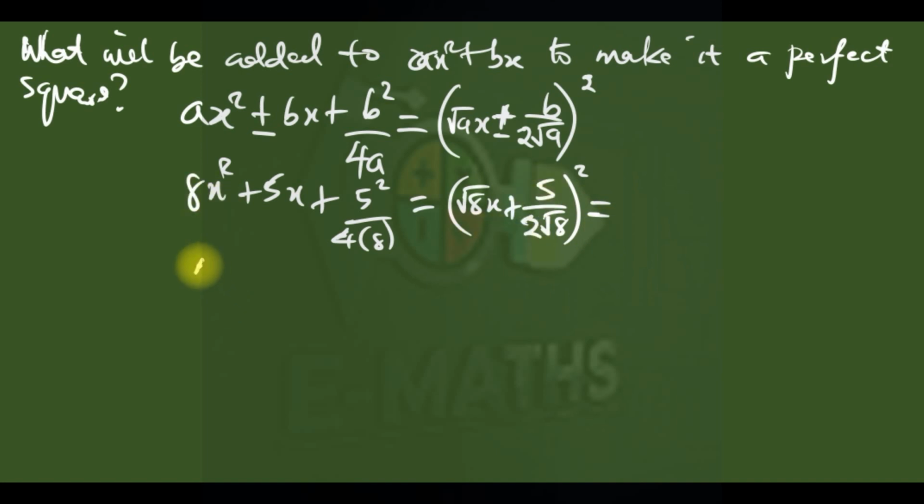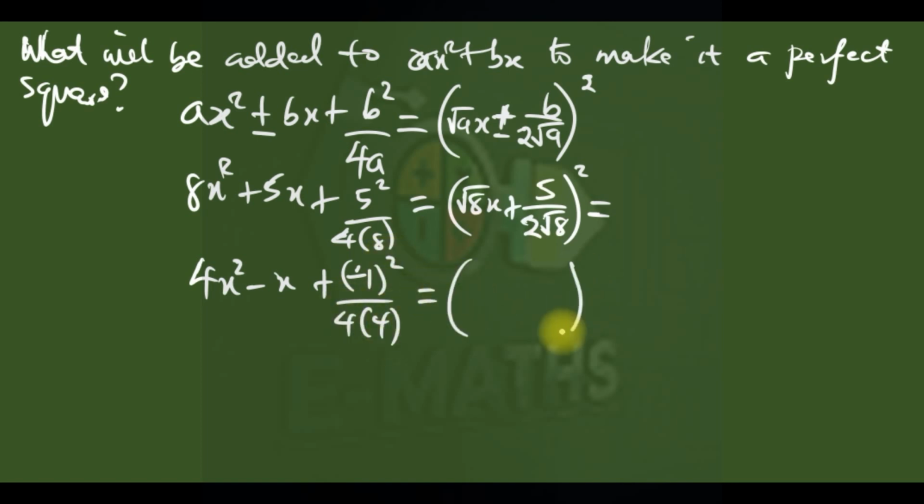Or maybe if you have 4x squared minus x, what will be added to this to make it a perfect square? Just b squared, which is minus 1 squared over 4 times 4. So what will you get? The square root of 4x squared is 2x. What you have here is minus the square root of 1 squared, which is 1, and the square root of 16 is 4. So that's it, all squared. Do you see it? So that's the knowledge we use here.